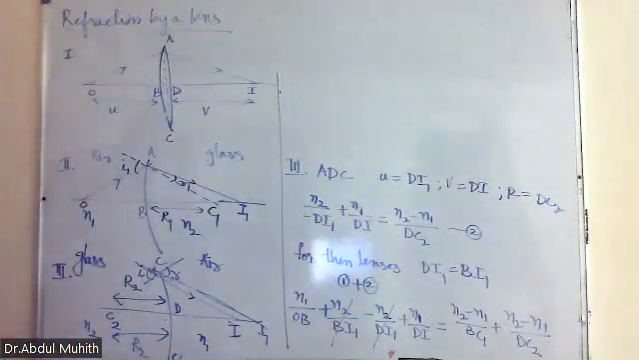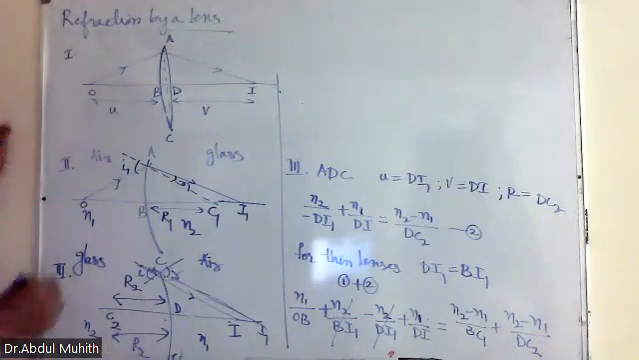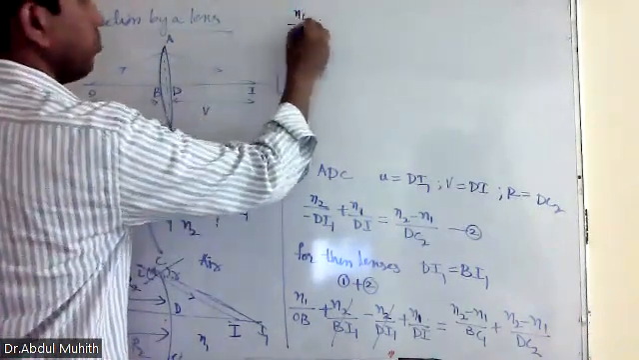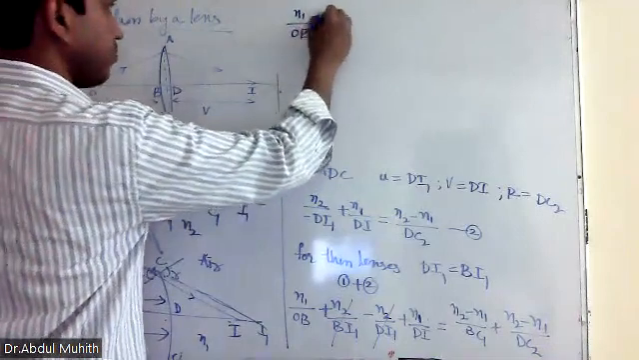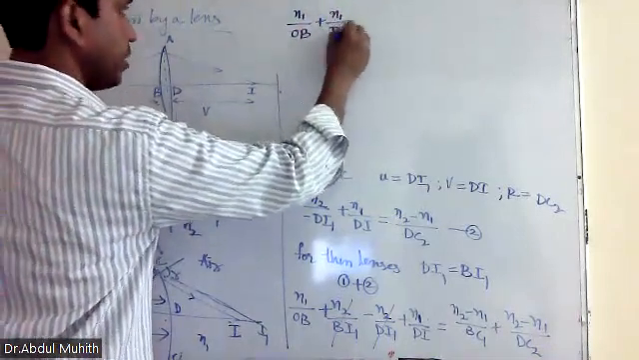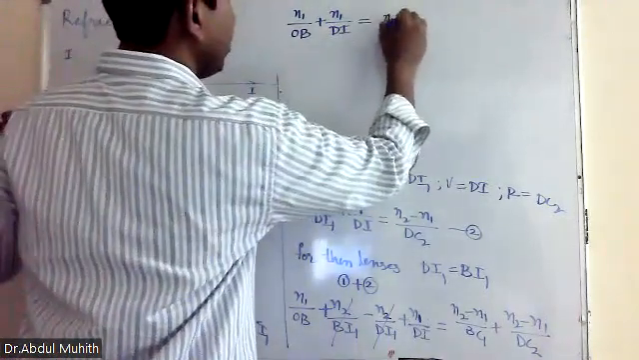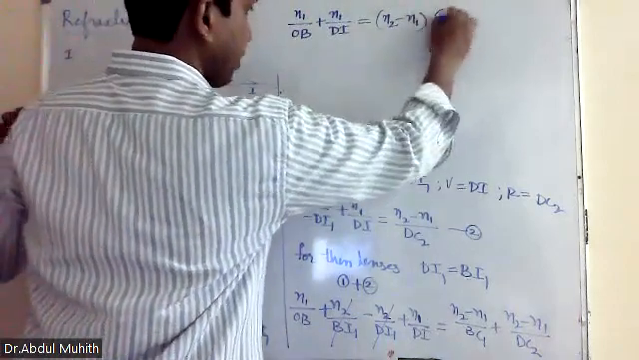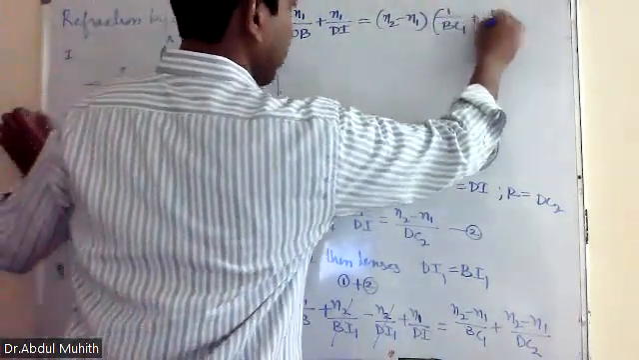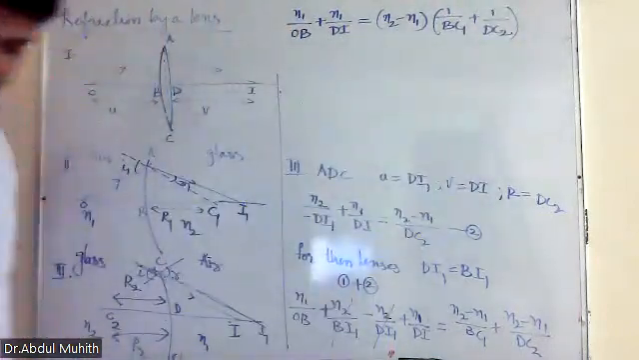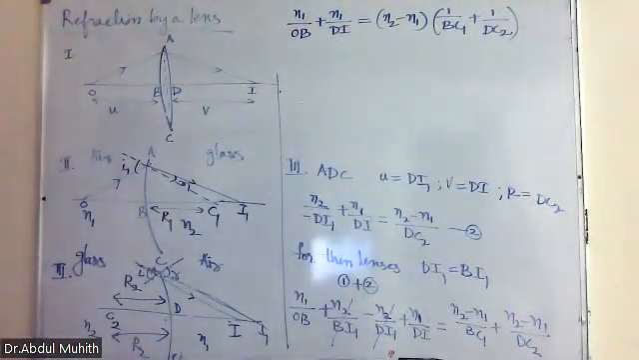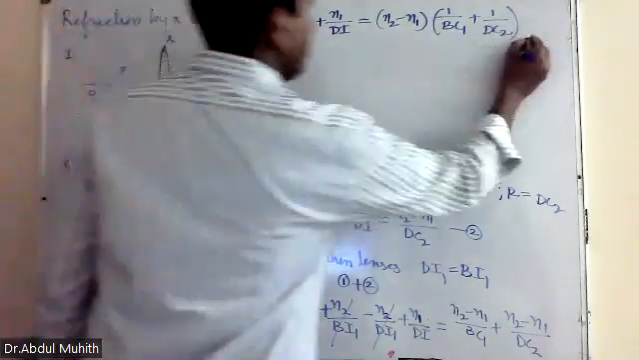Now, when you erase this part, what will happen? N1 by OB, what is remaining now? N1 by OB plus N1 by DI equal to N2 minus N1, we will take common, into 1 by BC1 plus 1 by DC2. Let it be equation number 3 now.